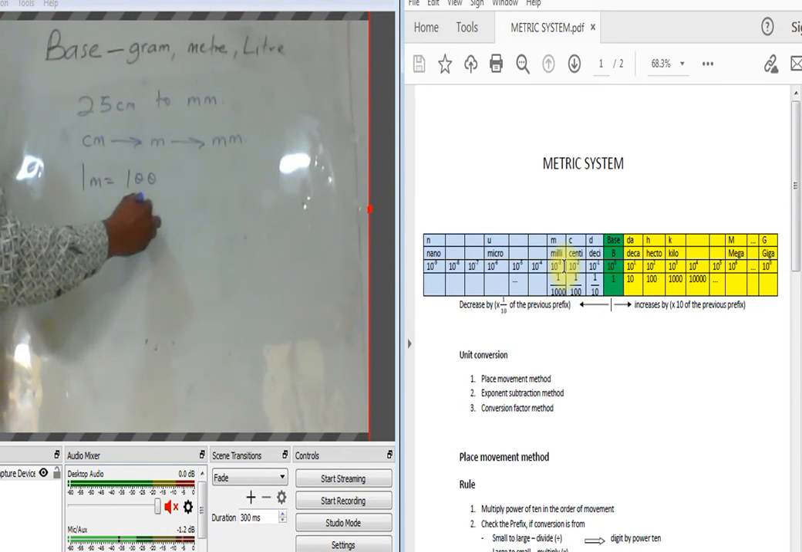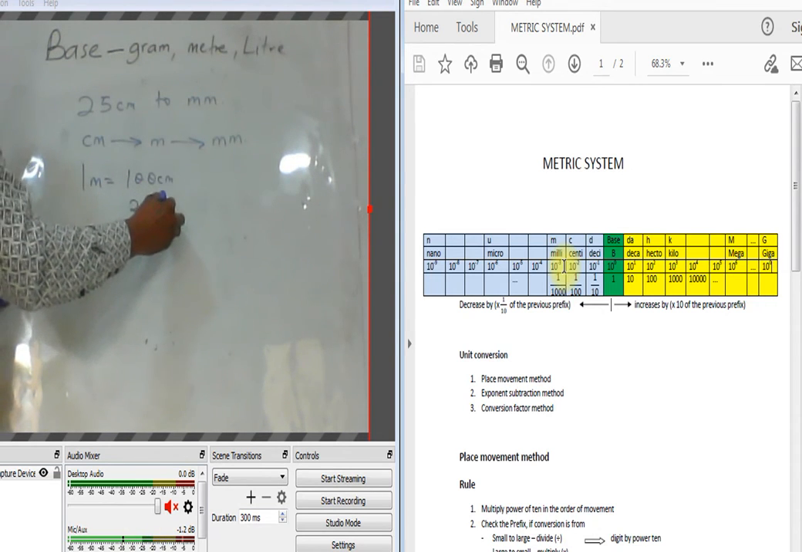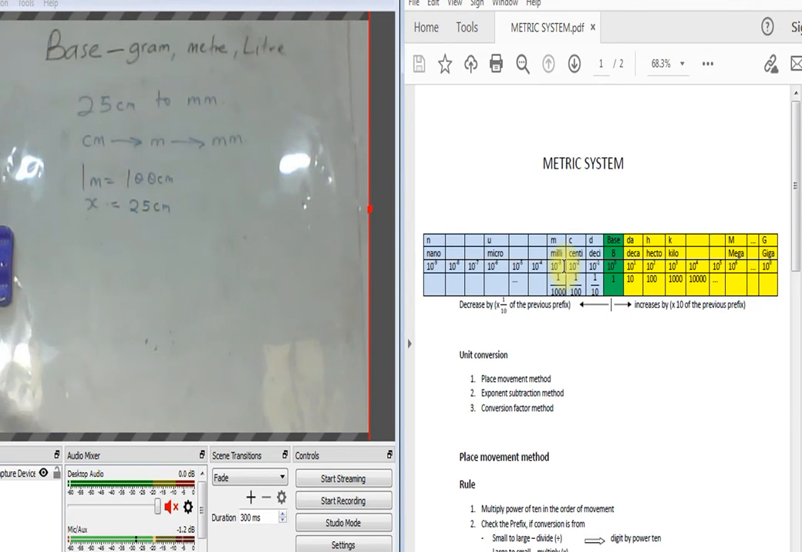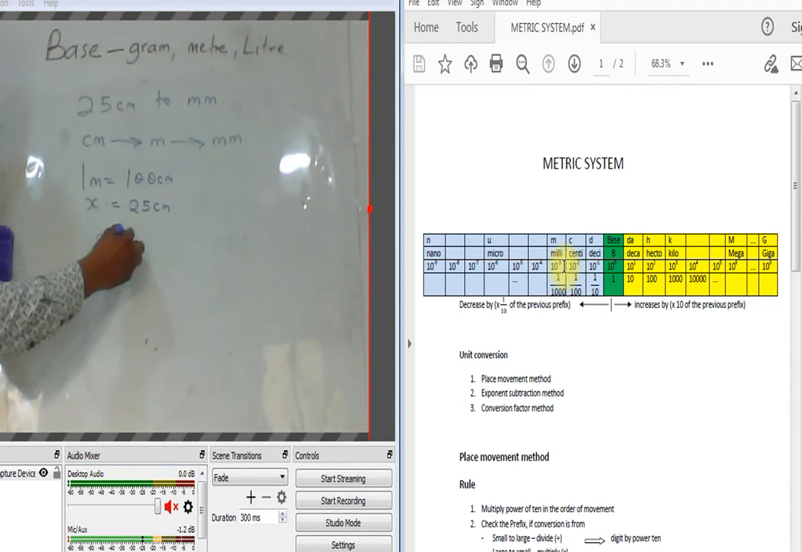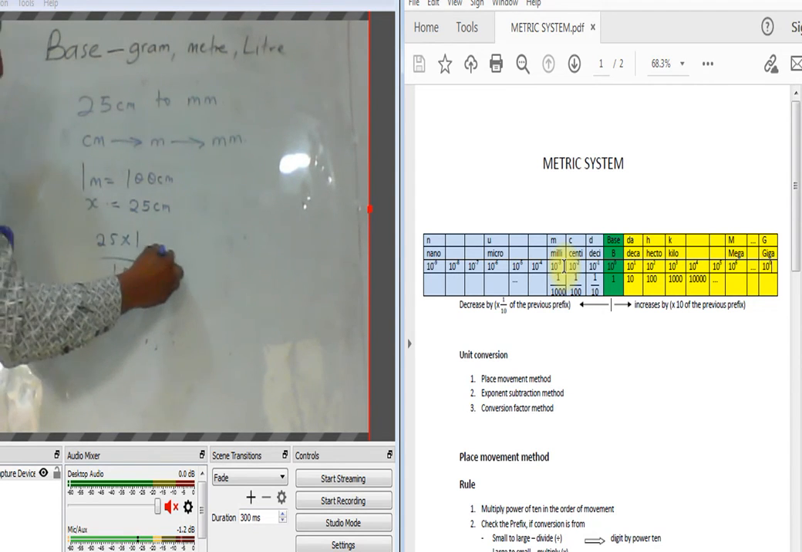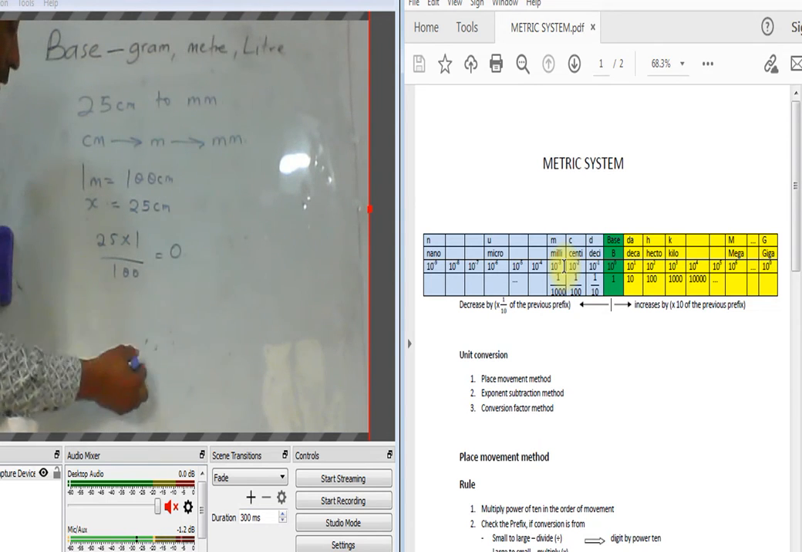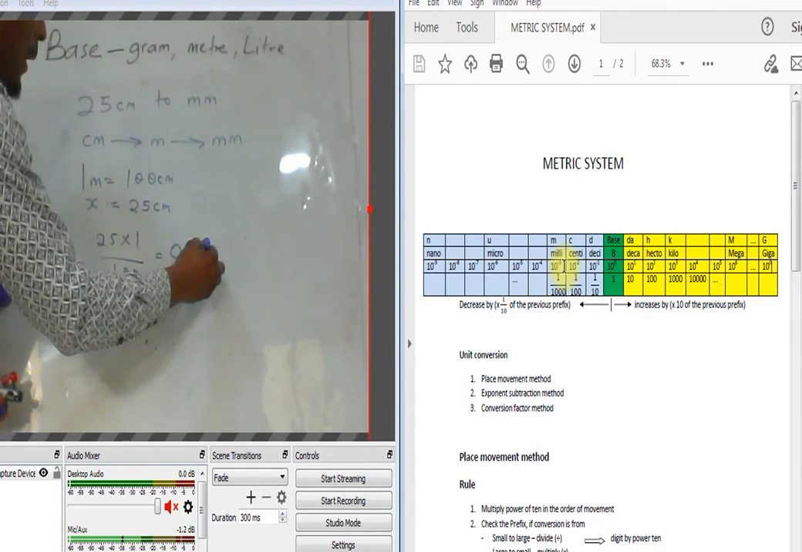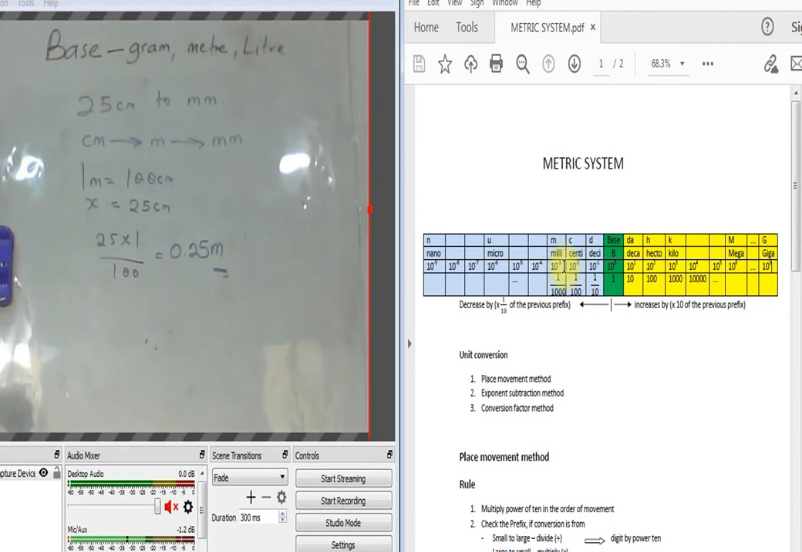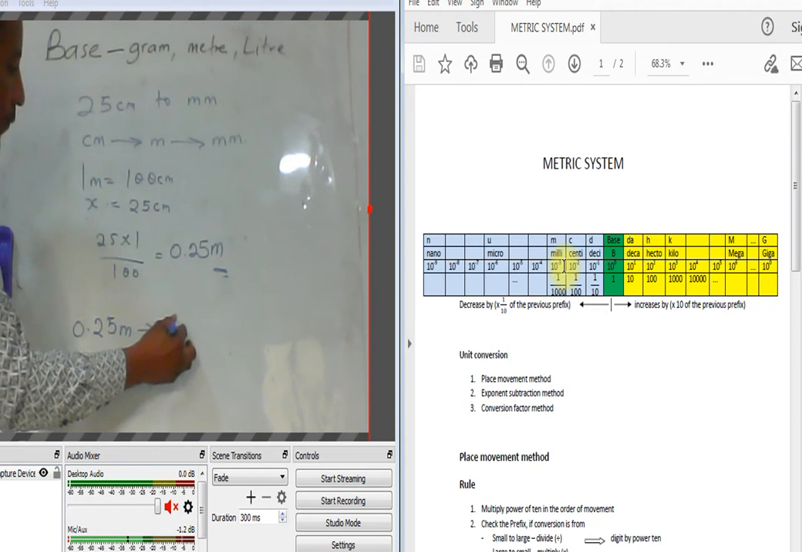So 25 centimeter by comparison equals x. I can compare in proportion, the unitary method of proportion. So I'd say 25 times 1 over 100, that will give me 0.25 meter. I'm not done yet. I'll take it from meter to millimeter. Now, 0.25 meter, I want to take it to millimeter.